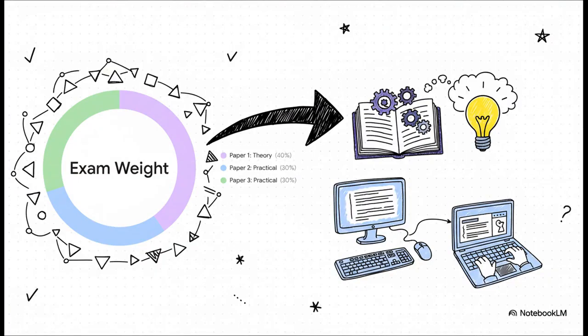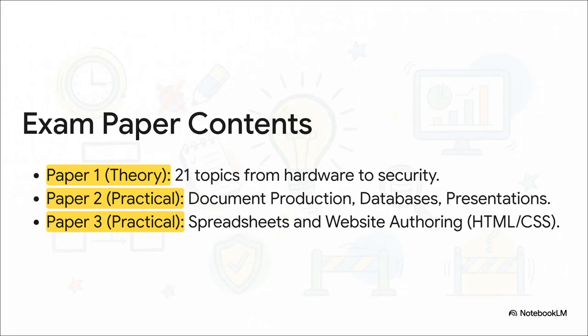Okay, so the exam is split into 3 papers, but just look at that weighting. The theory paper, paper 1, is a whopping 40% of your entire grade. So many students just focus on the practical stuff, but this chart shows that your theory knowledge is absolutely critical for a top score. So what are you actually up against? Well, paper 1 covers a massive 21 theory topics. Paper 2 is all about documents, databases, and presentations. And paper 3 tests you on spreadsheets and web authoring. That huge mix is exactly why having a focused strategy is so important.